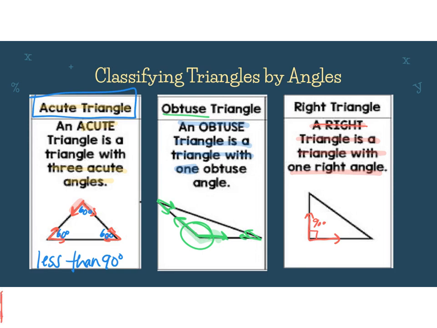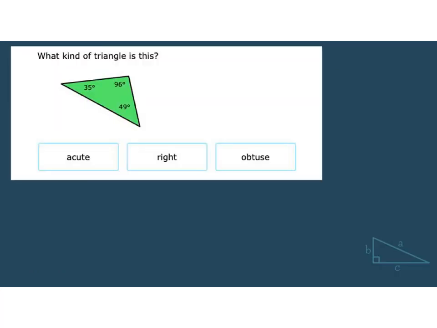screen. I'm going to try to draw it in again. Just like the corner of my screen. It won't let me do it because I'm getting too close. Just like the corner of my screen, so I know it's a right angle. What kind of triangle is this? Since we're classifying by angles, I'm just going to circle all three angle measures.